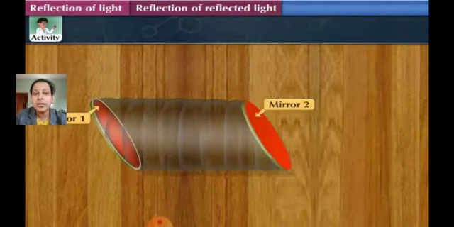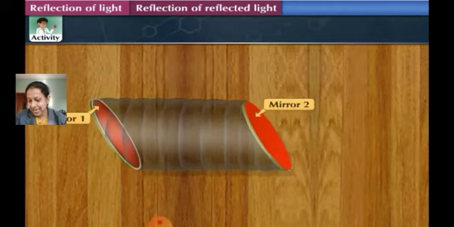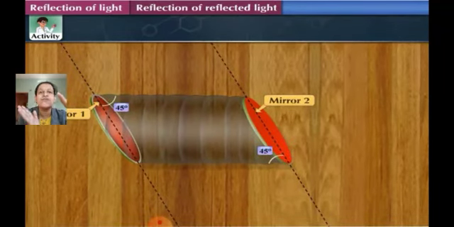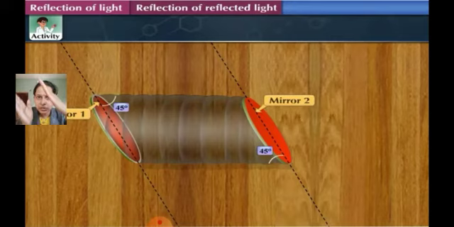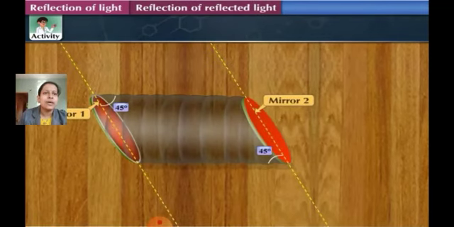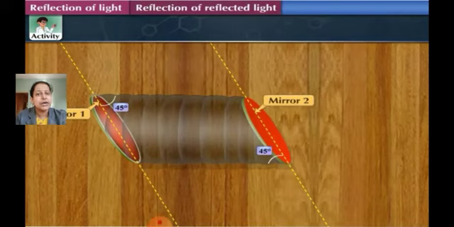Now you can fit the two mirrors which are facing each other. The two mirrors should be facing each other at a particular angle, and that angle is 45 degrees for both. So once you have kept them at 45 degrees, both these mirrors will be parallel to each other, so that we can get multiple reflection. Now they are placed at 45 degrees with the surface of the bottle, and with each other also.